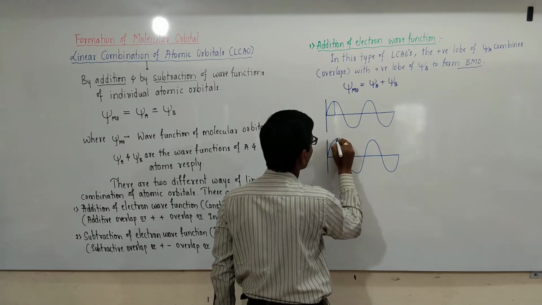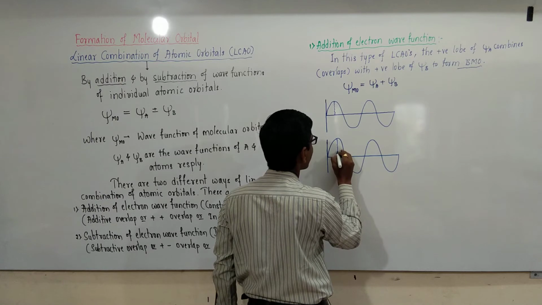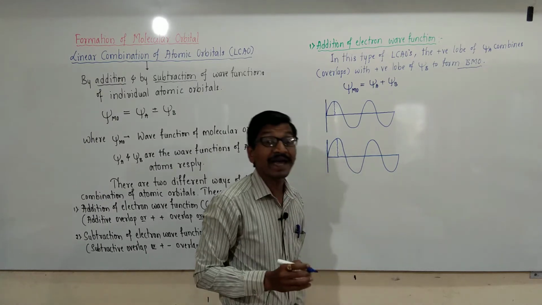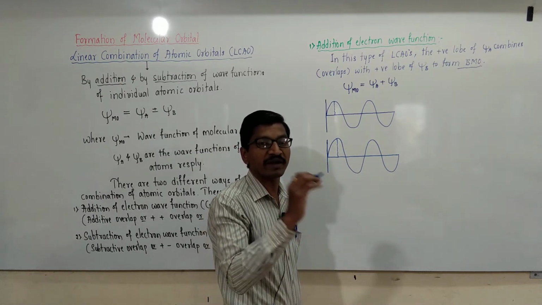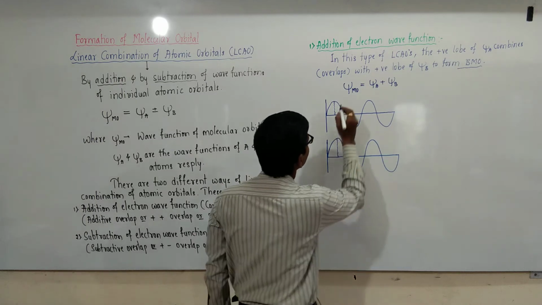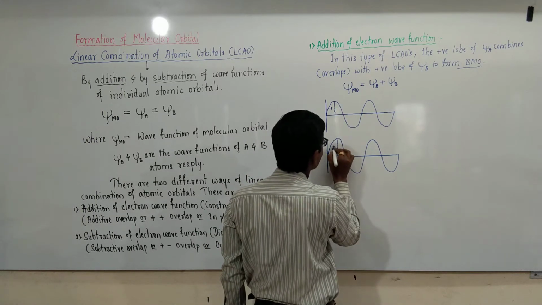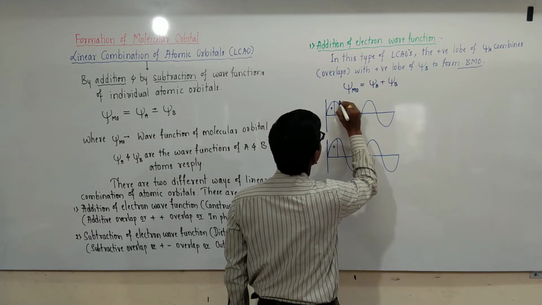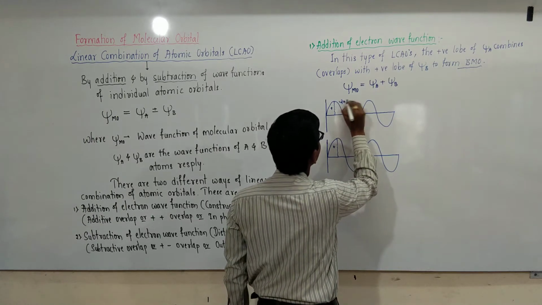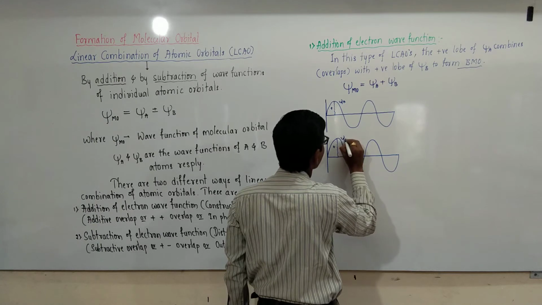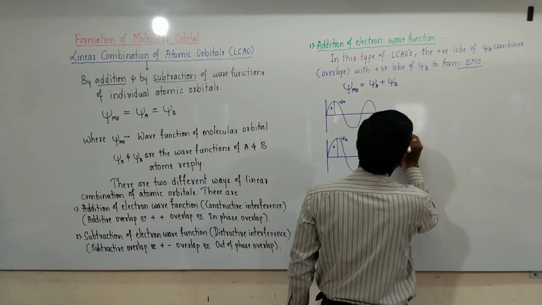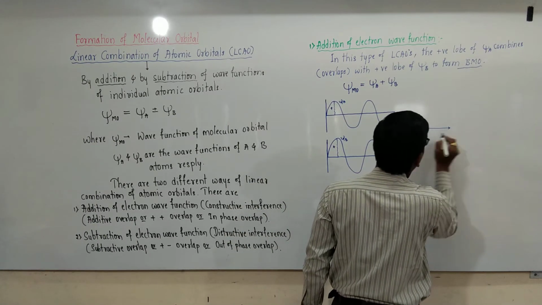This is the amplitude. The height of the crest or depth of the trough is nothing but amplitude. That was explained in the structure of atom. This is a positive lobe. This is also a positive lobe, and this is psi A. This is psi B. Additive overlapping.